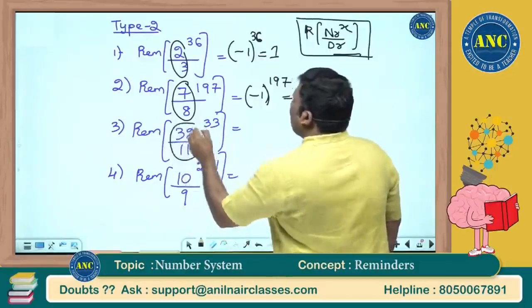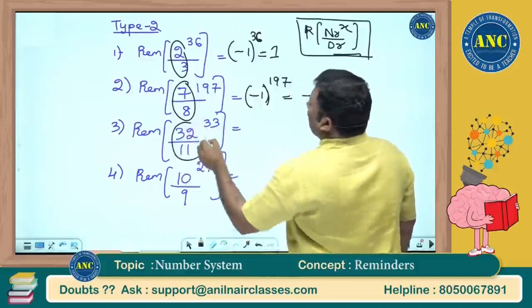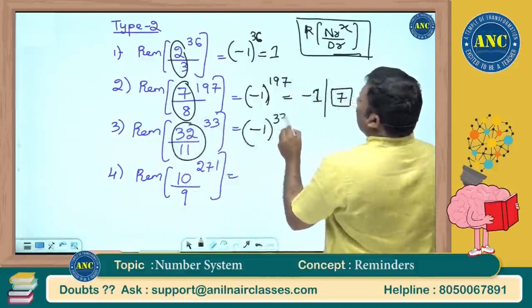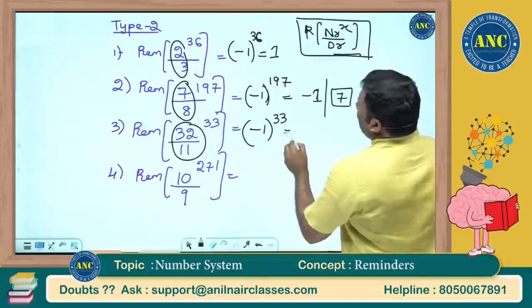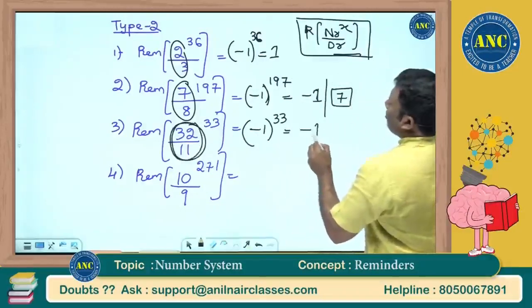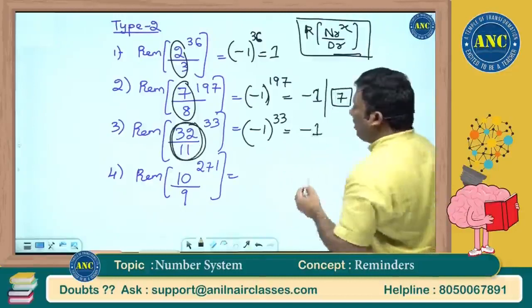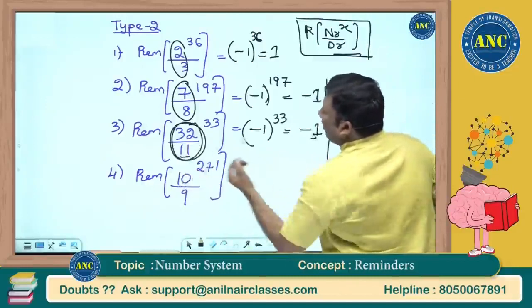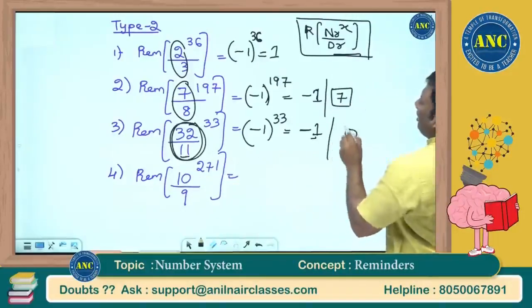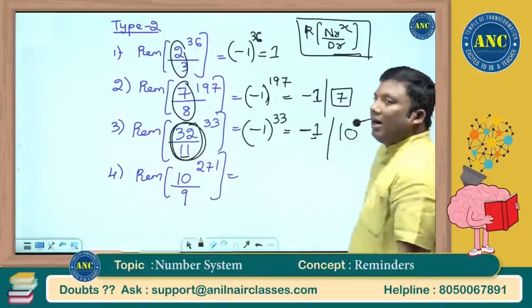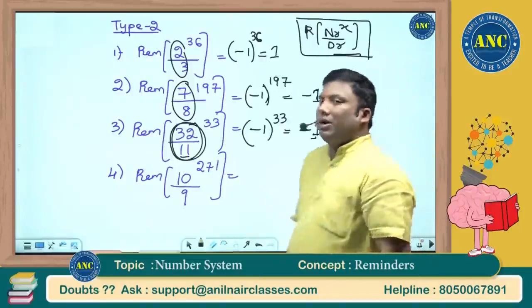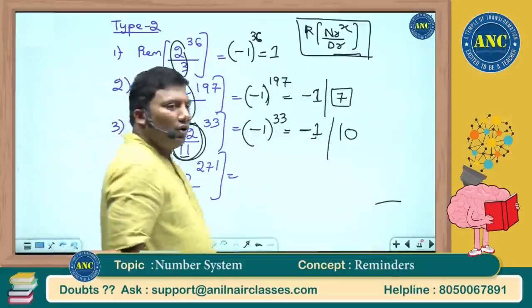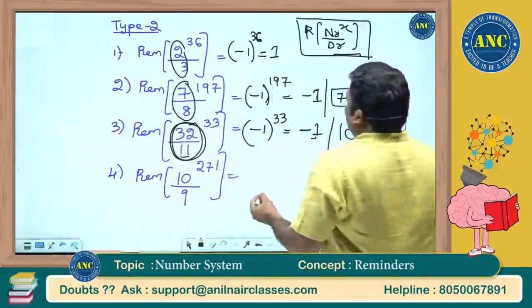11 threes are 33. Again it is nothing but minus 1. Keep the same power as it is. Minus 1 power odd is nothing but minus 1. Negative remainder we got. If you get the negative remainder, add with the denominator. 11 minus 1, it is nothing but 10.